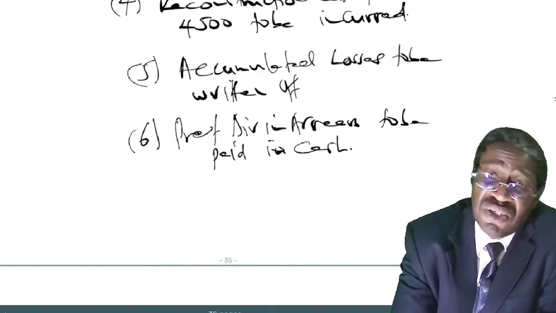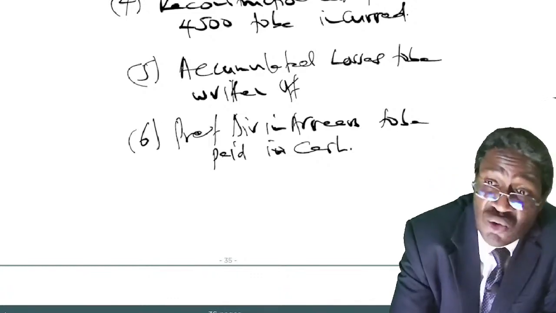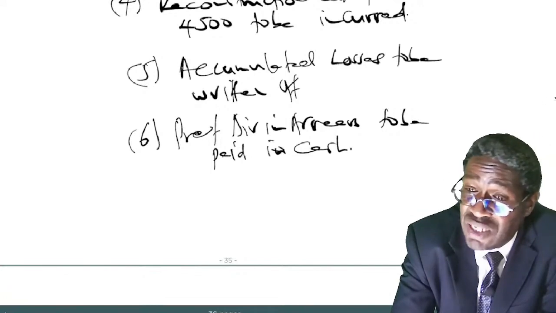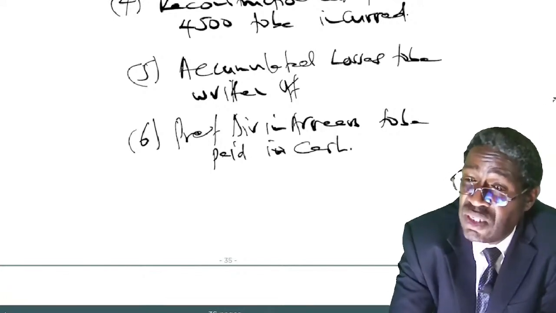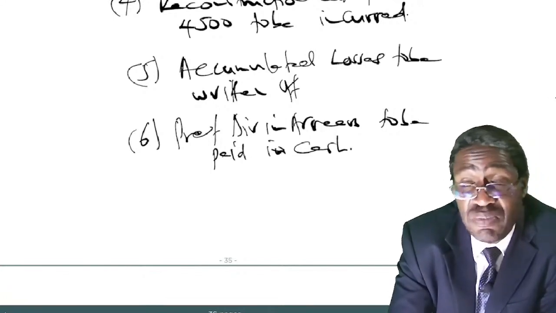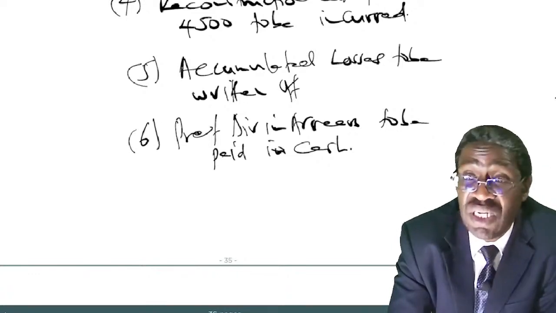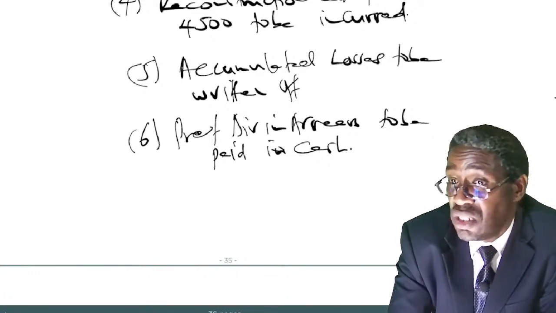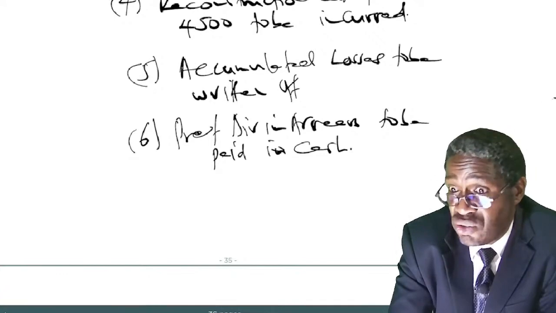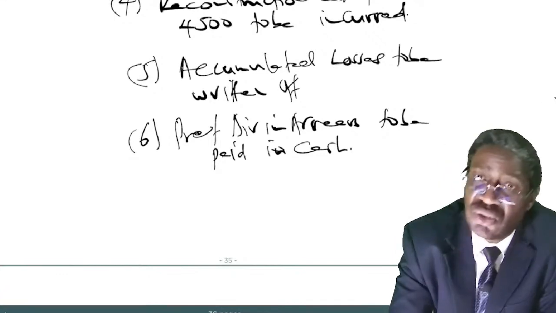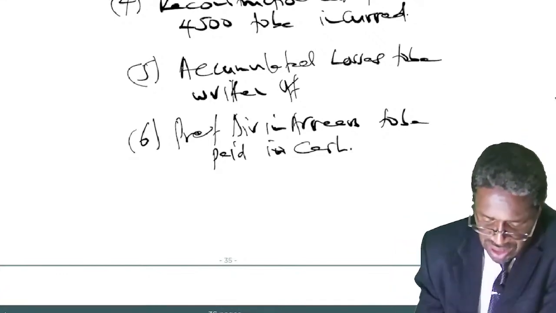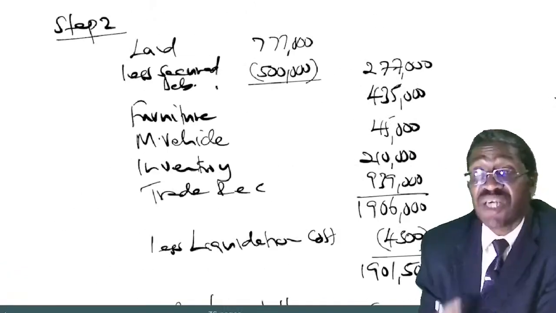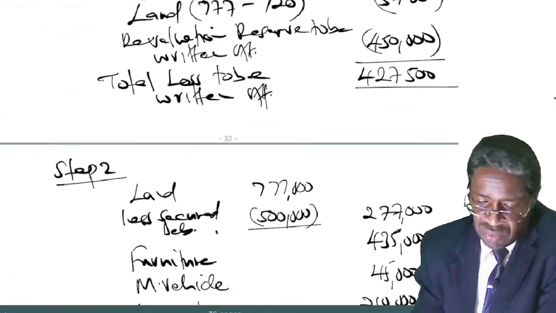That preference dividends in arrears to be converted into ordinary. You remember we talked about something of that last time, where you can also convert the preference dividends in arrears into ordinary. That one we discussed in our last lesson. Good.